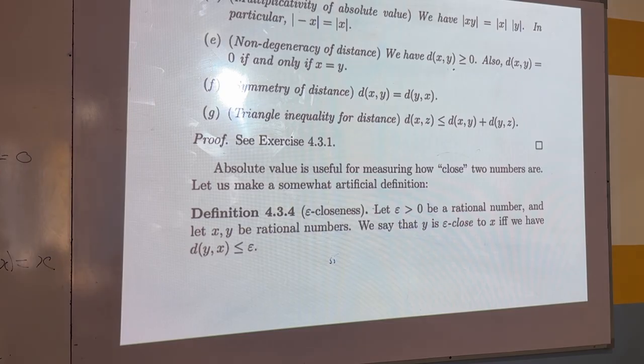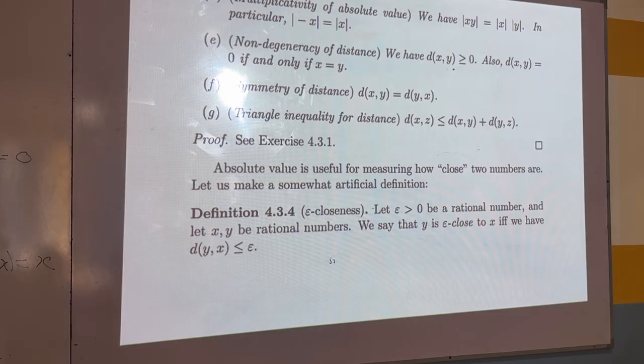So this is not in other books, by the way. Let epsilon greater than 0 be a rational number, and let x, y be rational numbers. This is analysis. Analysis is always about distance. Because so far we know only about rational numbers, that's why he is talking about rational numbers, but otherwise it is for real numbers.